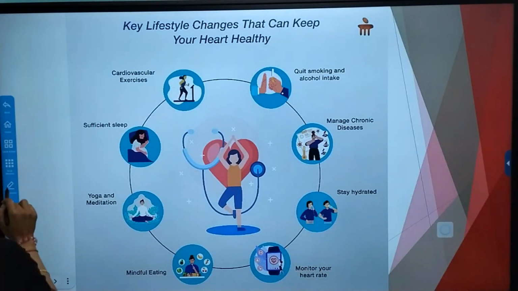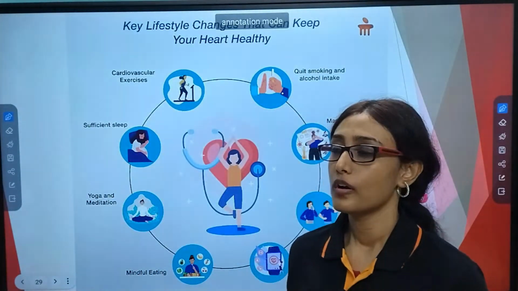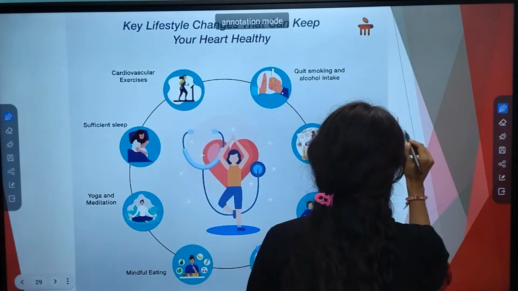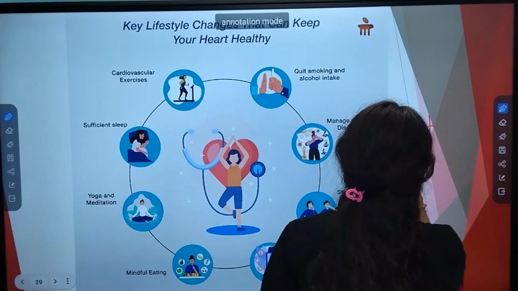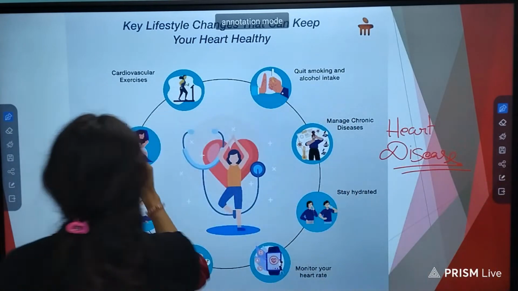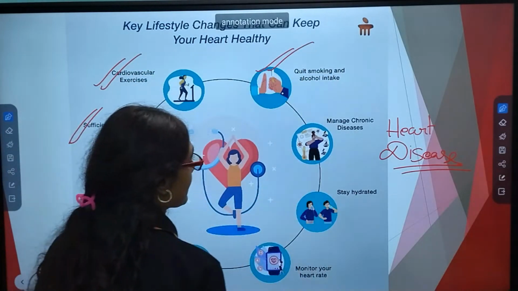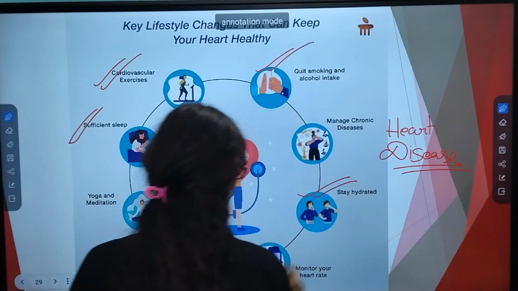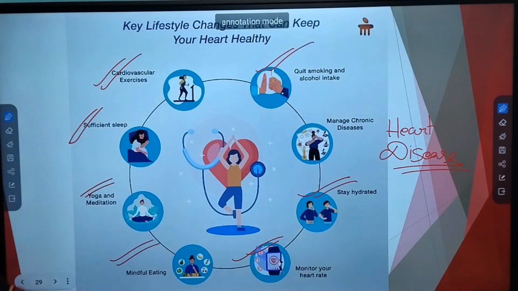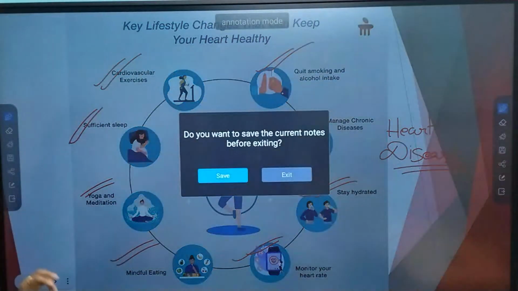Okay. Now, if you don't do exercise, if you don't do your daily routine or maintain yourself, you may get heart diseases, right? So to maintain your heart or save your heart from any disease, you must sleep sufficiently, do exercise, not smoke or take alcohol, stay hydrated, monitor your heart rate, eat well, and do yoga and meditation. If you do all these things, then your heart will always be healthy.